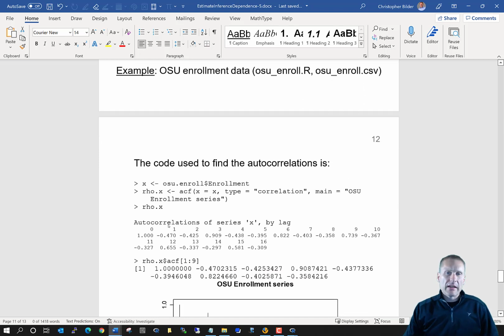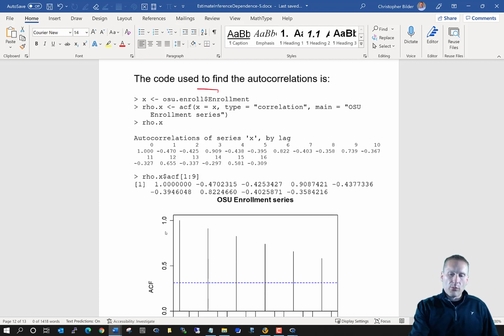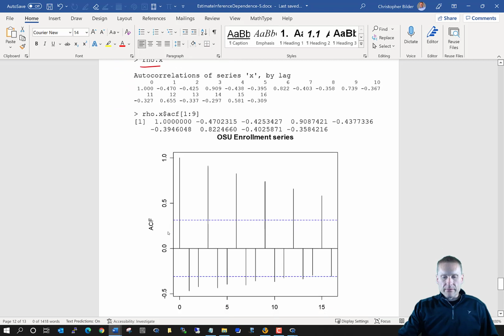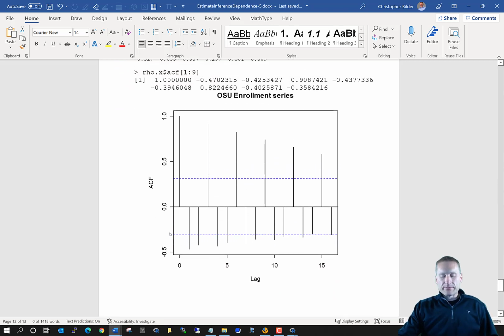My last example is, let's go back to that OSU enrollment data that we talked about previously. Take a look at the autocorrelations associated with that and try to make sense of why we see what we see. I take my enrollment out of my OSU.enroll data frame, which contained the original data read in, and put it into an object called X. I use my ACF function, print off the corresponding estimated or sample autocorrelations, and then eventually get to a plot of them.